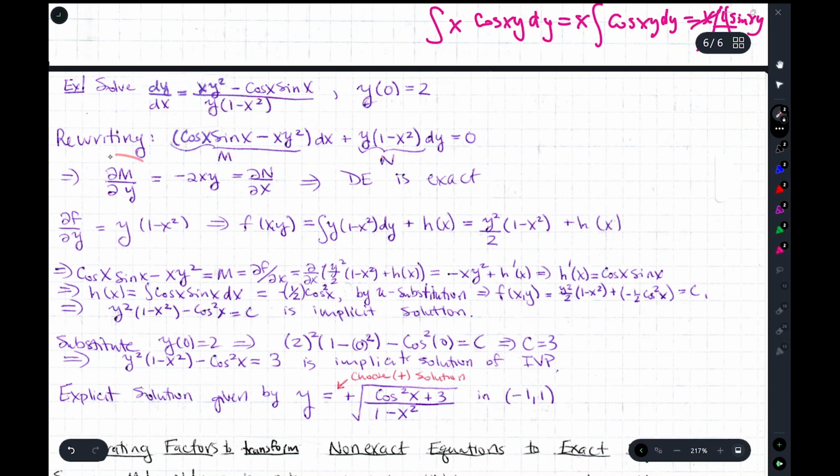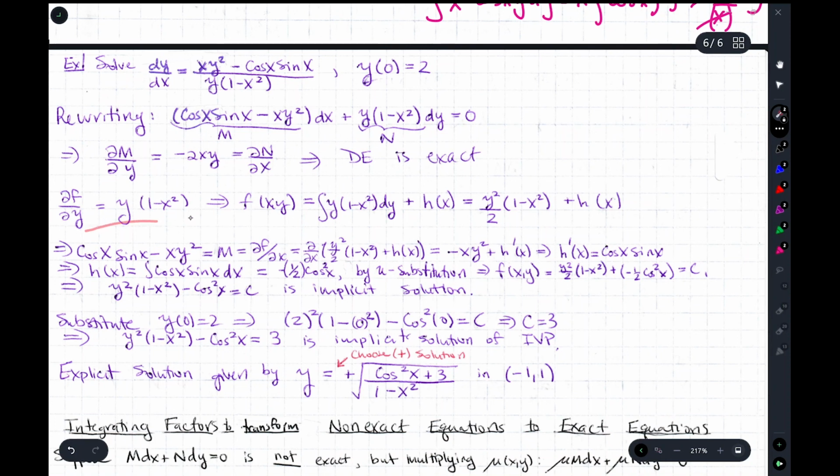And now check exactness. Partial M partial y equals negative 2xy. So partial M partial y is this here. So this is just 0, and you get negative 2xy. All you do is hold x constant, because this doesn't depend on y, it's 0. And partial N partial x, well, take the derivative with respect to x, and if you distribute this y, you'll get y minus y times x squared, which, when you take the derivative with respect to x, gives you negative 2xy. And so this differential equation is exact.